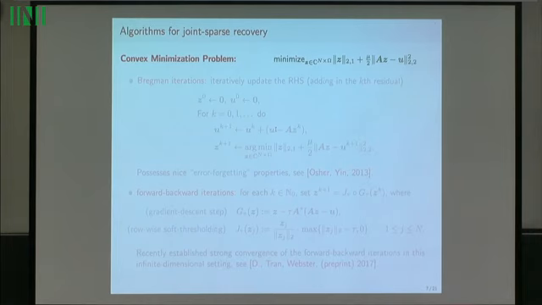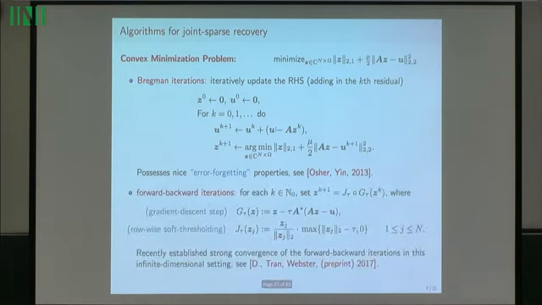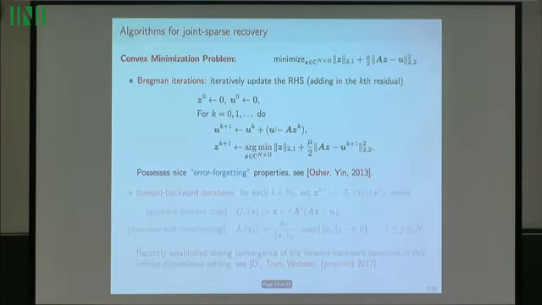Okay, so very quickly, I just want to go over the algorithms that we'd consider using to solve this problem. In particular, we focused on Bregman iterations and forward-backward iterations. Specifically, the Bregman iterative algorithm involves iteratively updating the right-hand side, adding in the kth residual at the (k+1)th step, and then solving a subproblem with the different data. The reason that we chose this algorithm is because it possesses some nice error-forgetting properties. In particular, I can solve these subproblems with a lot less accuracy and still get a good result after the end of the Bregman iterations.